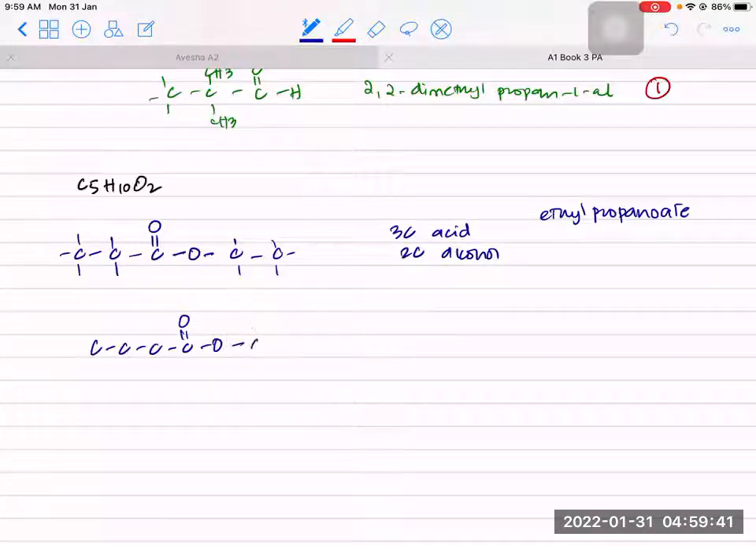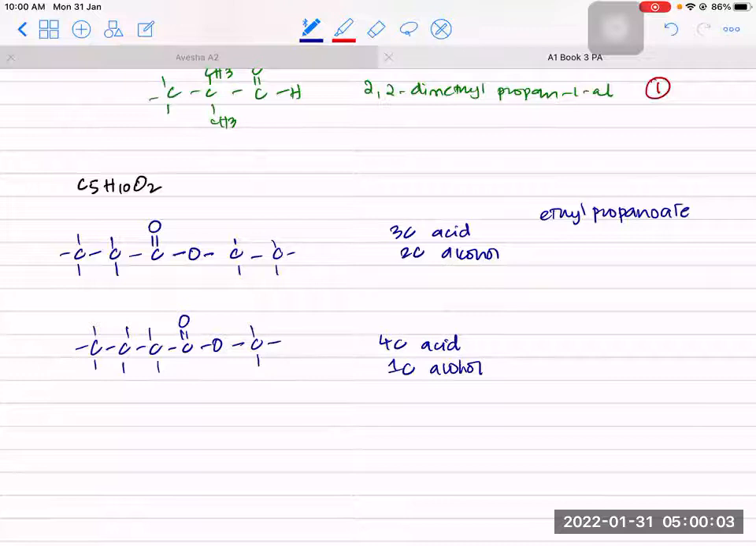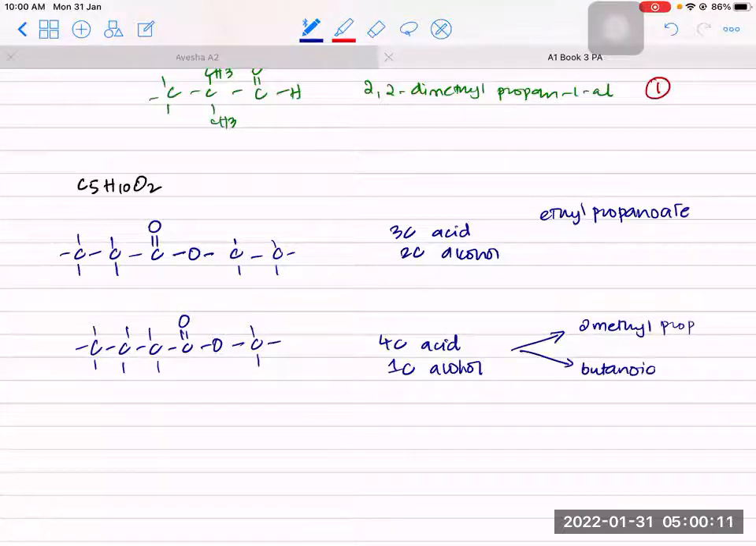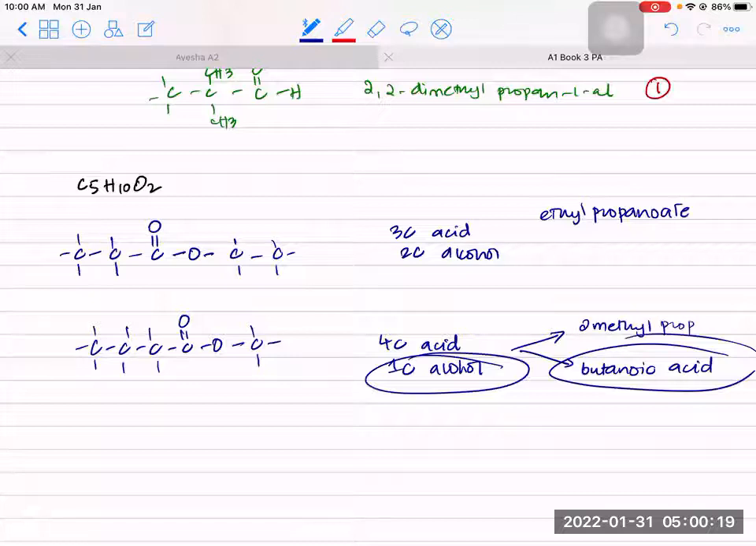and a 1 carbon alcohol. Now a 1 carbon alcohol will always be methanol. A 4 carbon acid though can be butanoic acid or 2-methyl propanoic acid. So there are 2 possibilities. You will get 2 isomers, one with this and methanol and one with this and methanol. Clear?